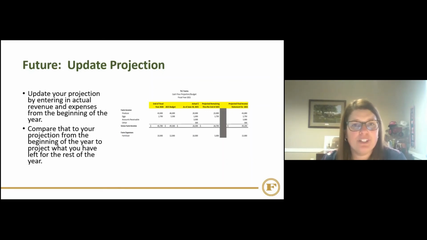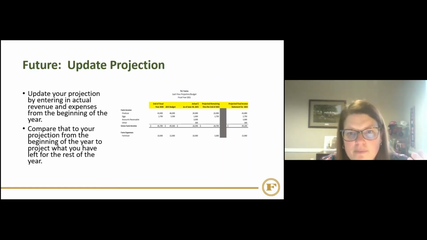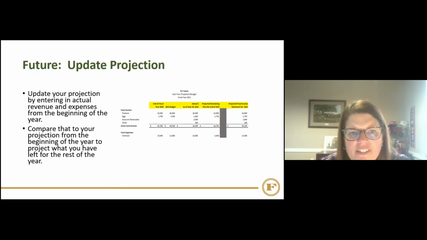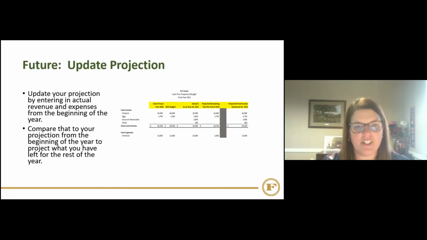So halfway through the year, at the end of June, maybe you sit down and update your cash flow projection to see where you are. Let's say TLC Farms, as of June 30th, have spent $10,000 in fertilizer, and they're predicting they'll need an additional $5,000 to prepare the soil for next year.